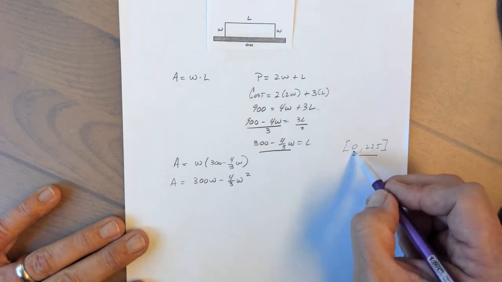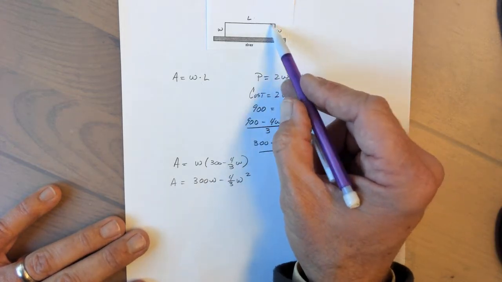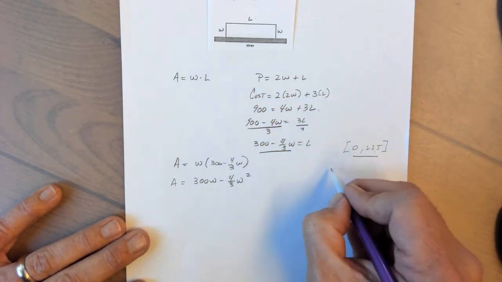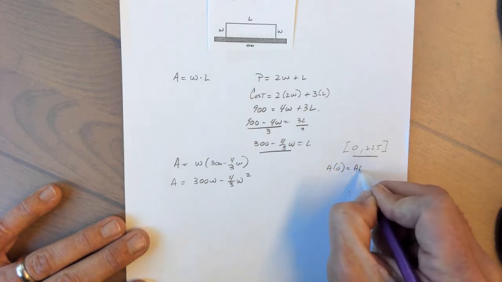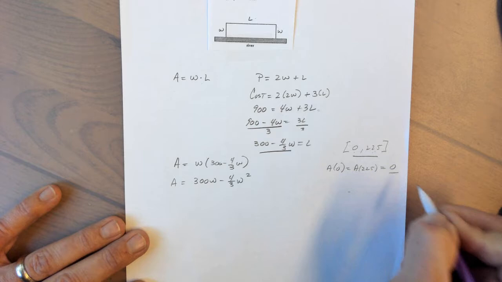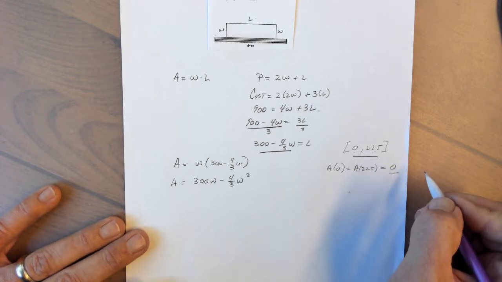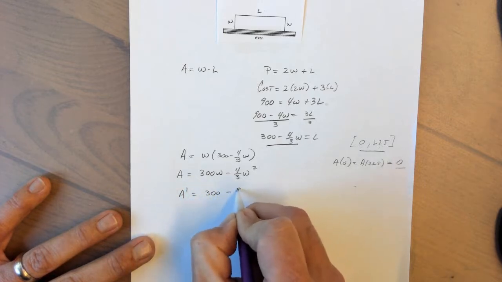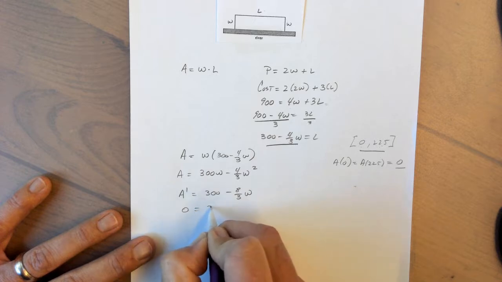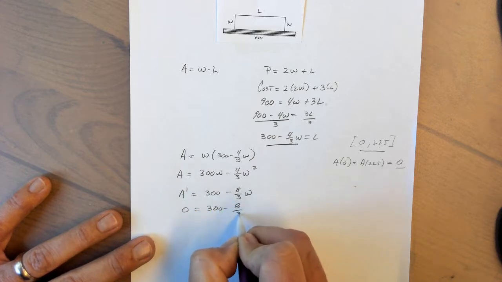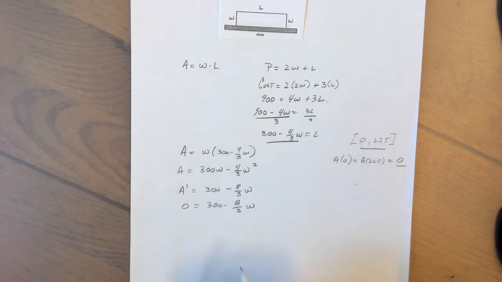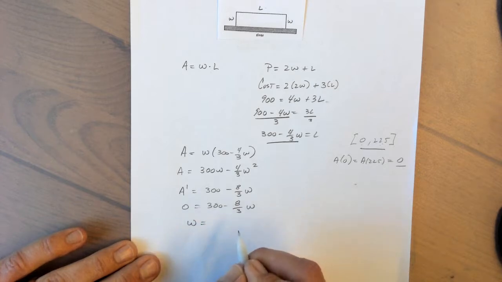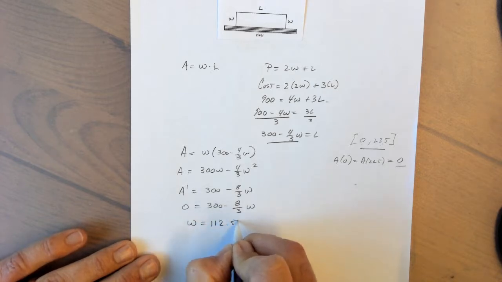So we know that if we have 0 for one of these sides, then we have no area. And if we max out at 225, the other side would be 0. So we also have 0 for an area. So now we know that the maximum must occur at a critical number. So we take the derivative, set that equal to 0. And when we solve this for W, we get W equals 112.5.